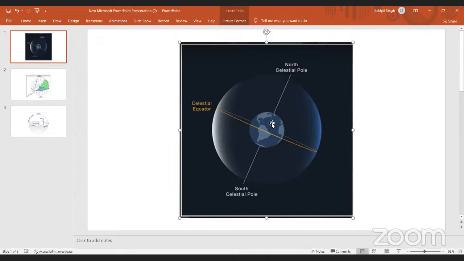One other term that is not shown here: suppose you're standing just outside your home, or in a field where you are observing the stars. The point directly above your head, for example above a person standing here, we call the zenith angle.